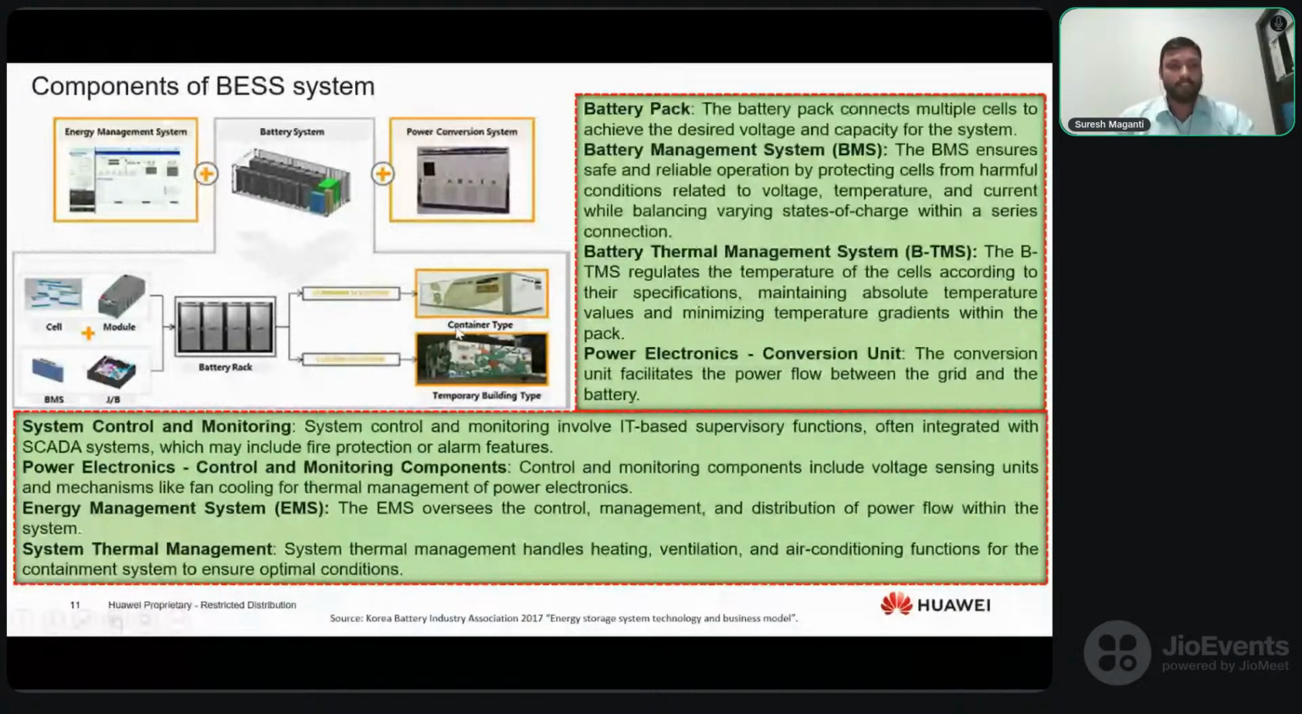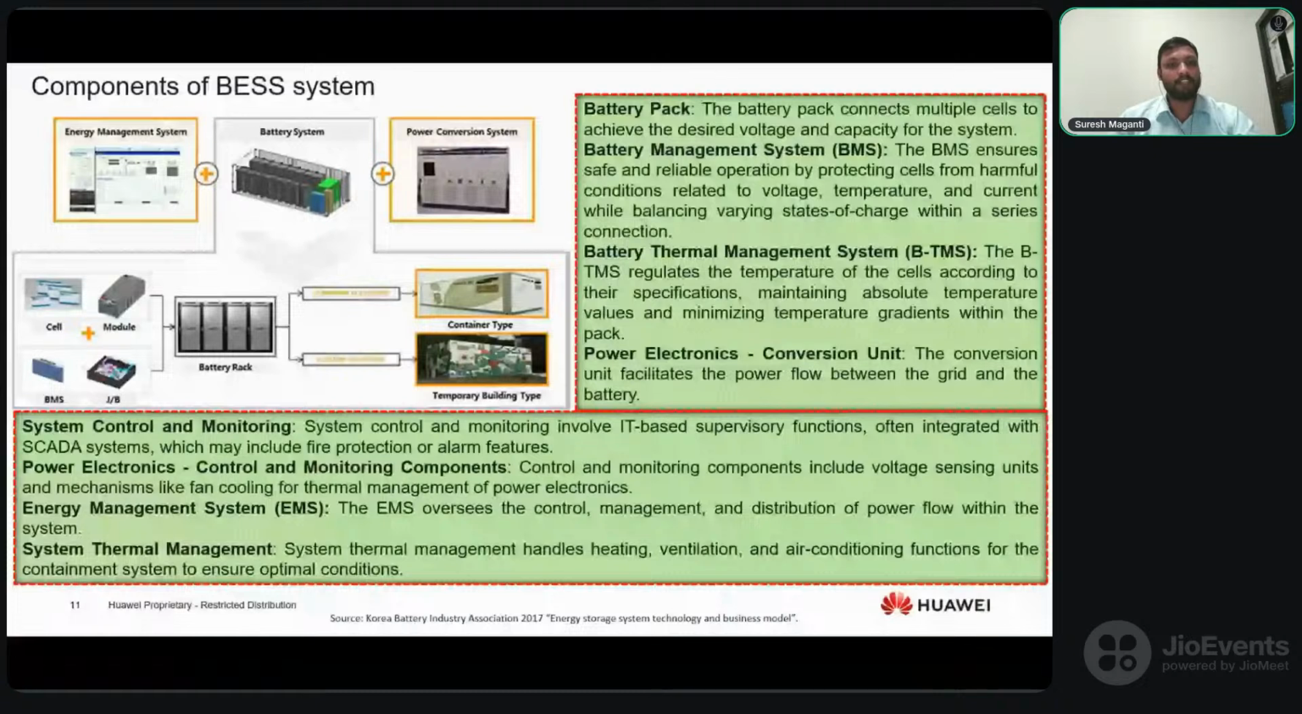This battery system is managed by the battery management system. In this battery management system, we have the battery thermal management system, which monitors each and every cell, pack and rack and its temperature, and also maintains it.